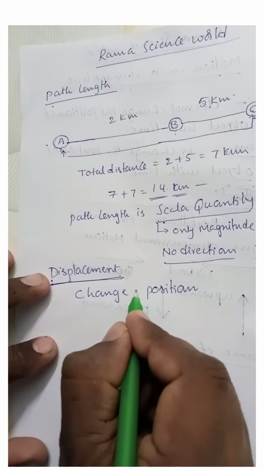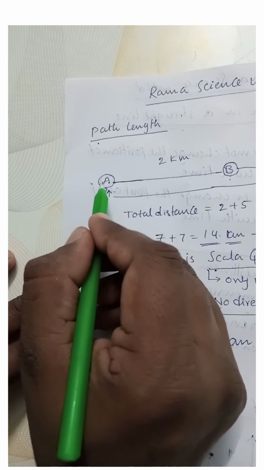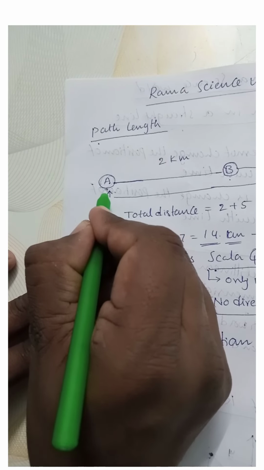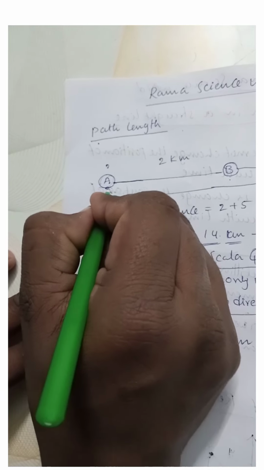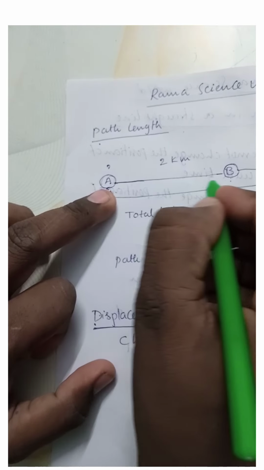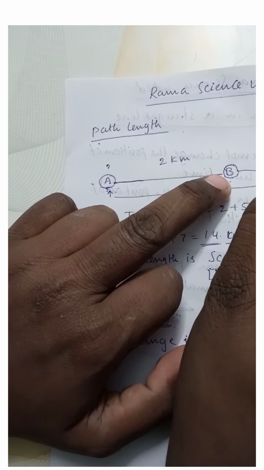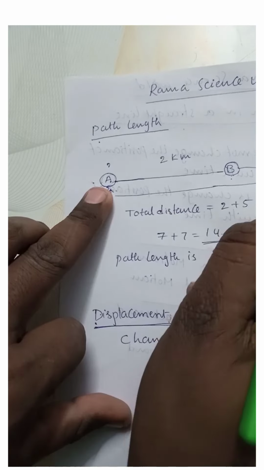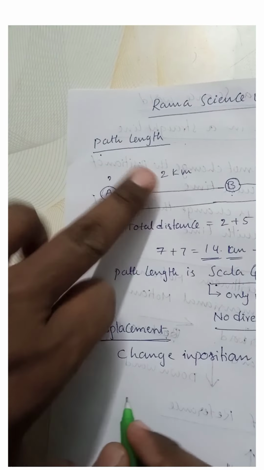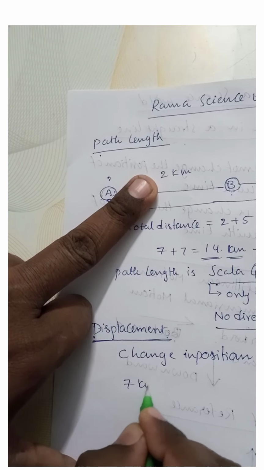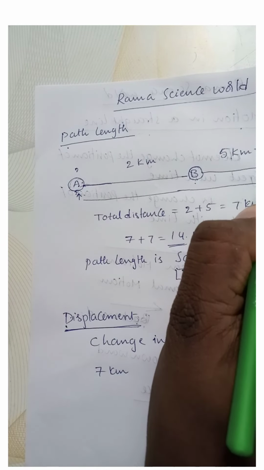Change in position, that is called displacement. Here a person starts his journey from a point A and moves to B first. After that, that person moves towards C. So in this case, path length and the displacement are the same, that is 7 kilometers, in only one direction.